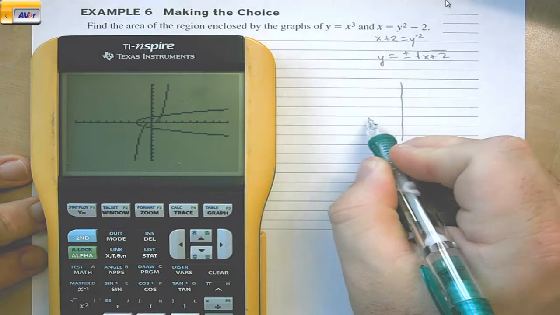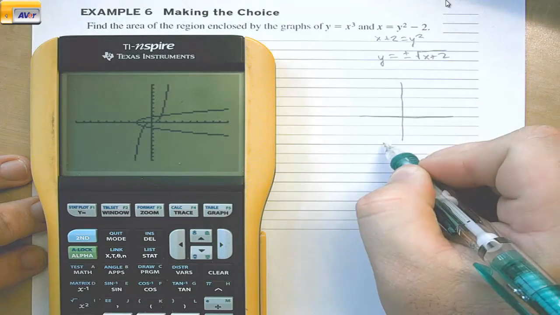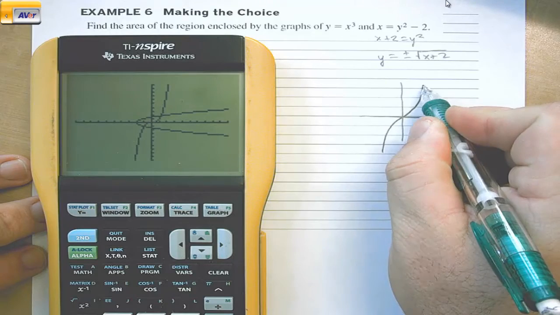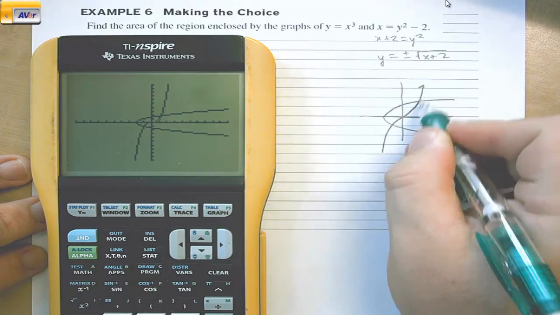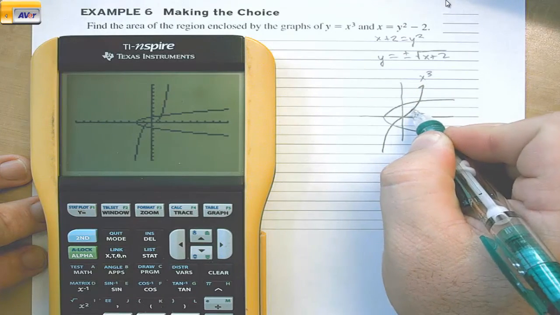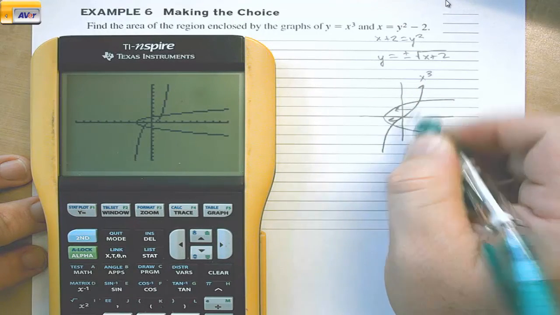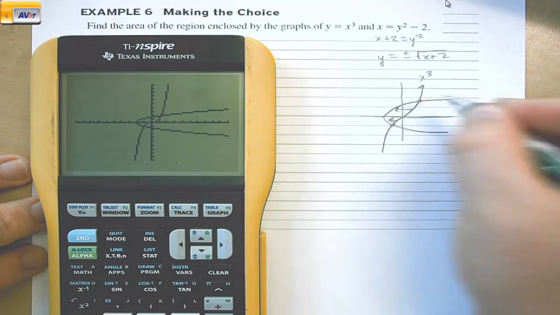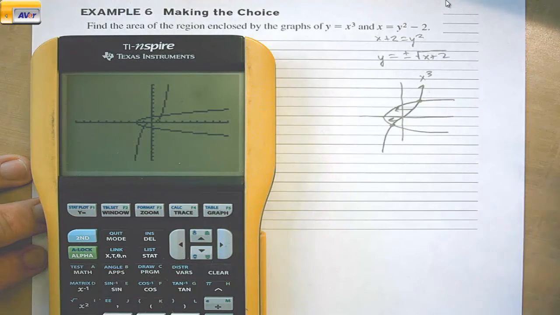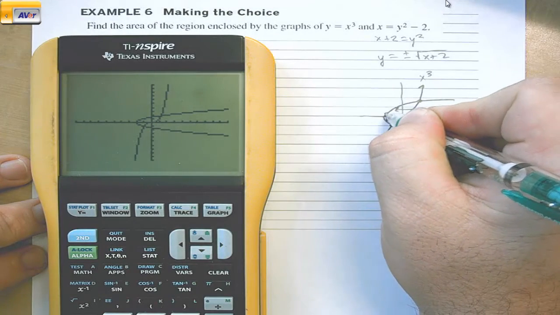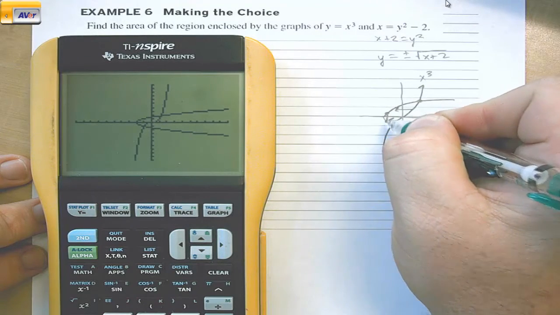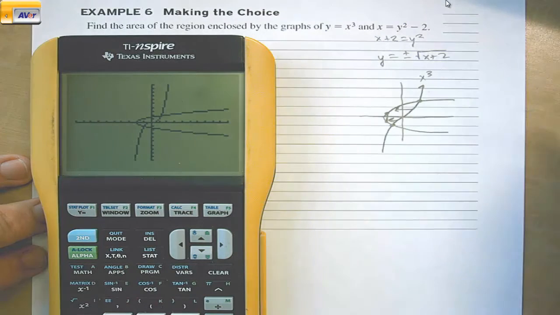We have to decide, would it be better to do top minus bottom or right minus left? And in this case, we see that the x to the third is to the right of the parabola the entire time. So now we need these two intersection points, and we're going to take right minus left rather than top minus bottom. And even top minus bottom would be a problem because you'd have the top minus the bottom, and it's kind of the same equation. Just one's a plus, one's a minus, and that's not going to work real well. So right minus left is definitely the way to go on this one.